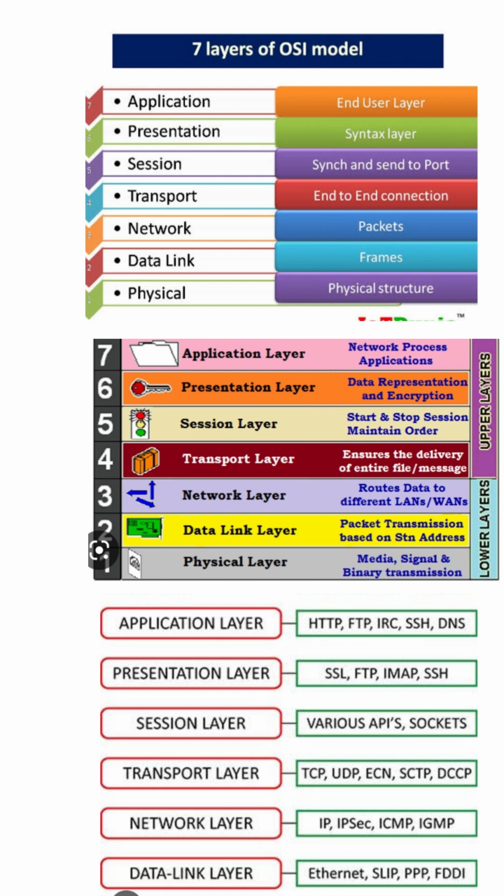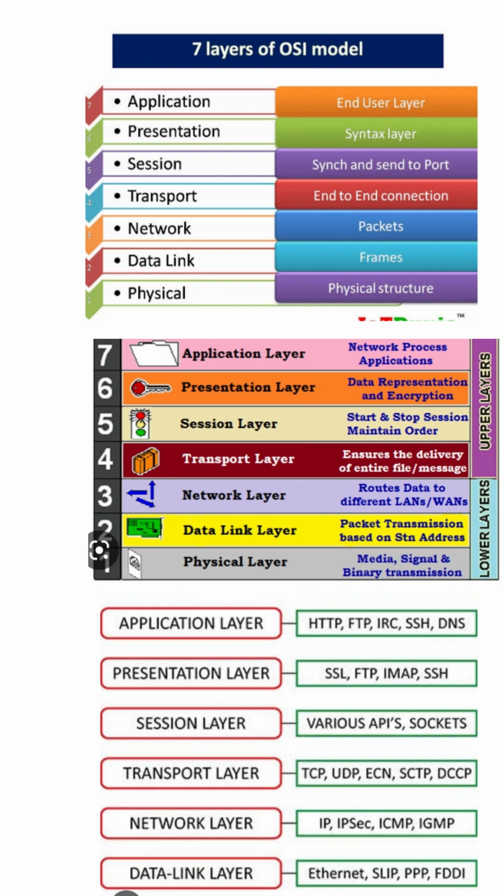Transport layer will have the TCP, UDP protocols as the main protocols. Session layer will have the socket addressing, and the presentation layer will handle the SSL and FTP protocols, that is file transfer protocols, and the application layer's main protocols are HTTP, hypertext transfer protocol, and domain name services. So these were all the different protocols used in the different layers.